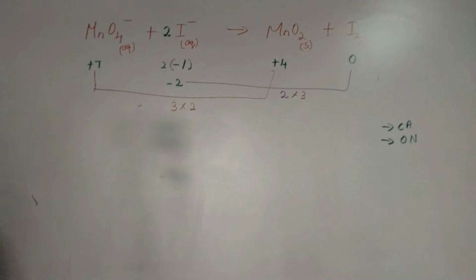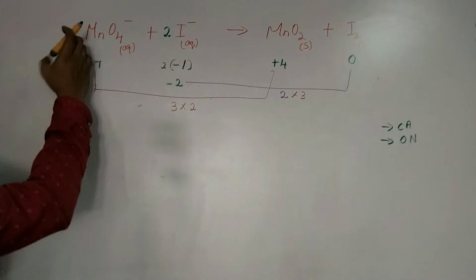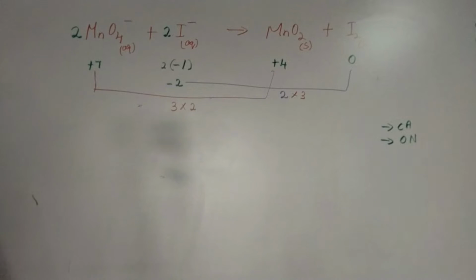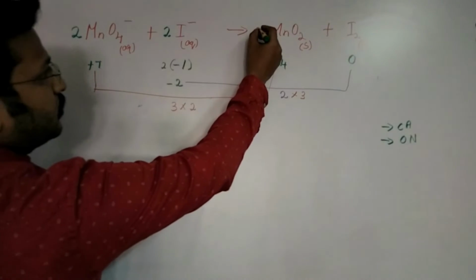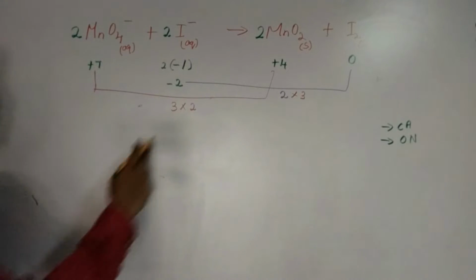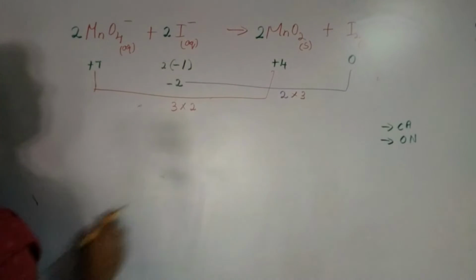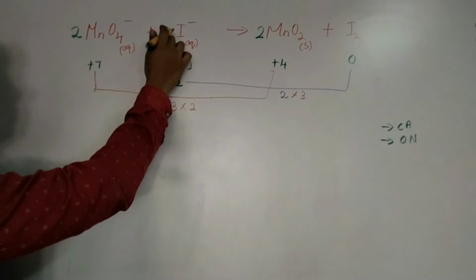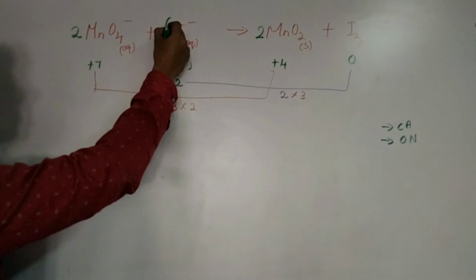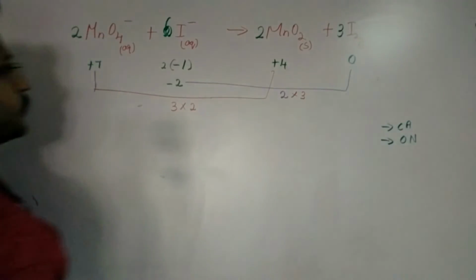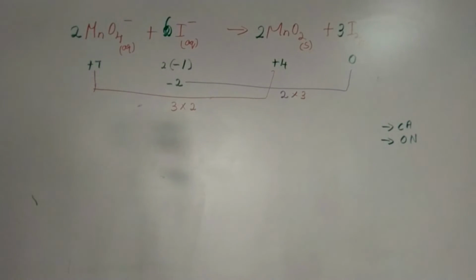So this is multiplied by 2. I will put 2 MnO4 minus and 2 MnO2. The next step, this is multiplied by 3, so already I am having 2. So 2 into 3 will become 6. And here 3. That's all about the stoichiometry of the central atoms.